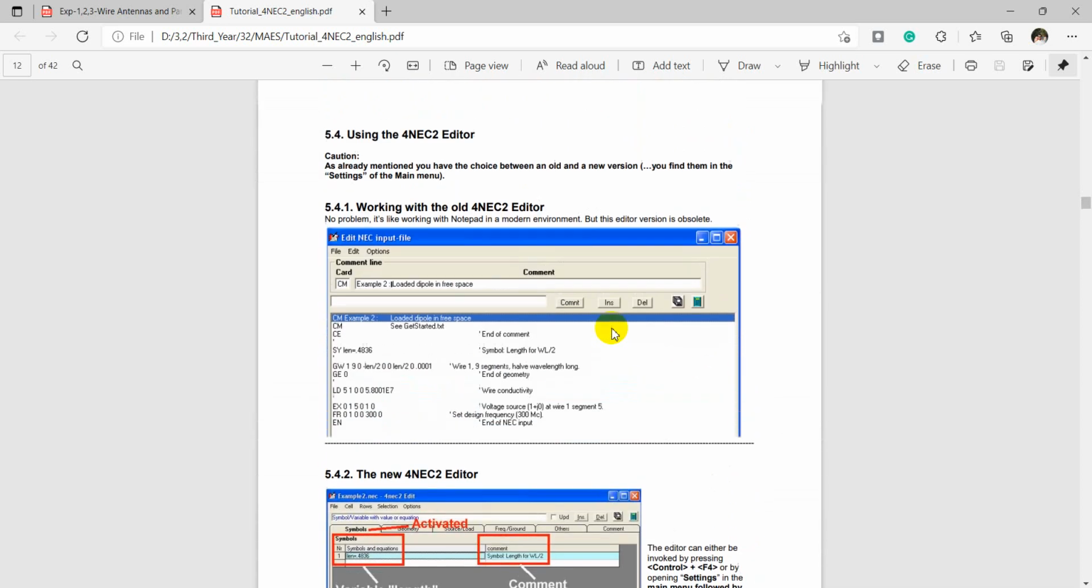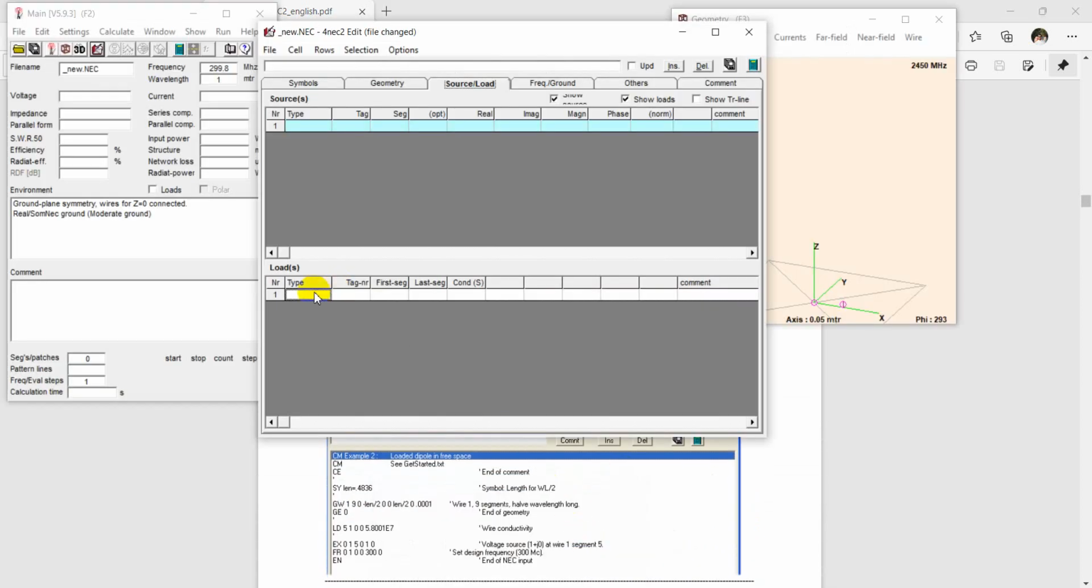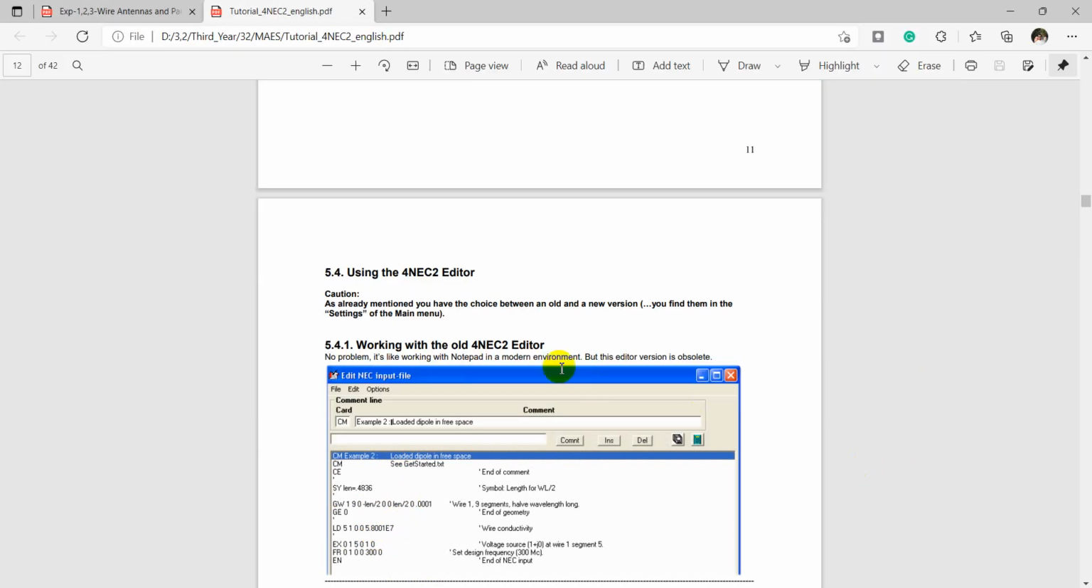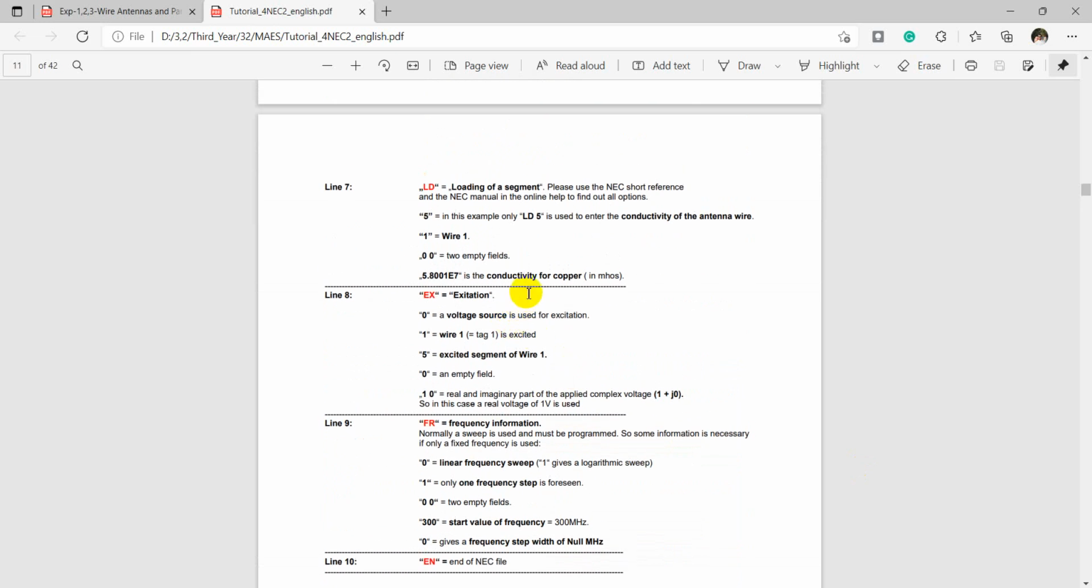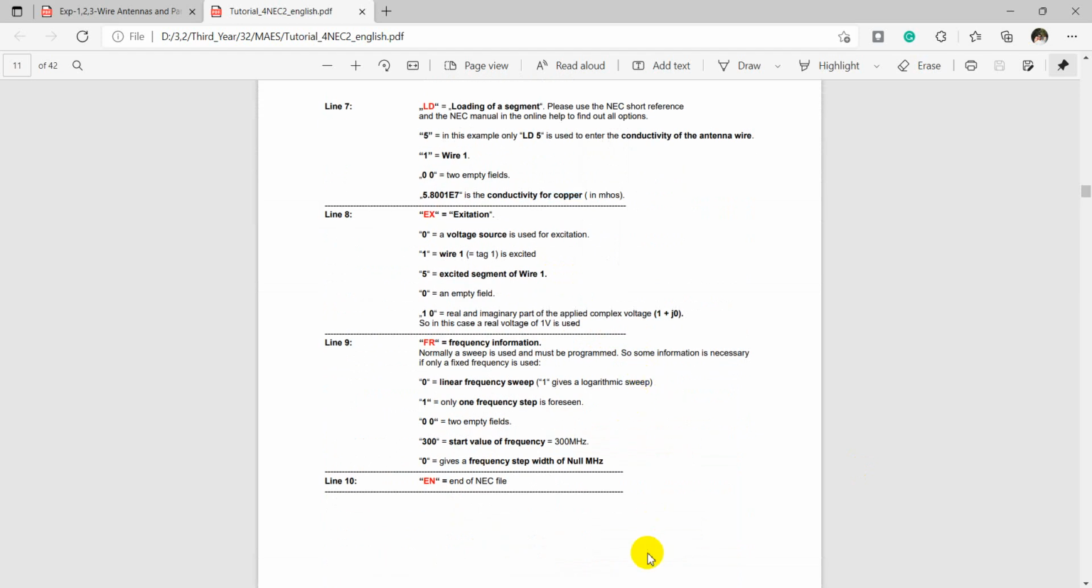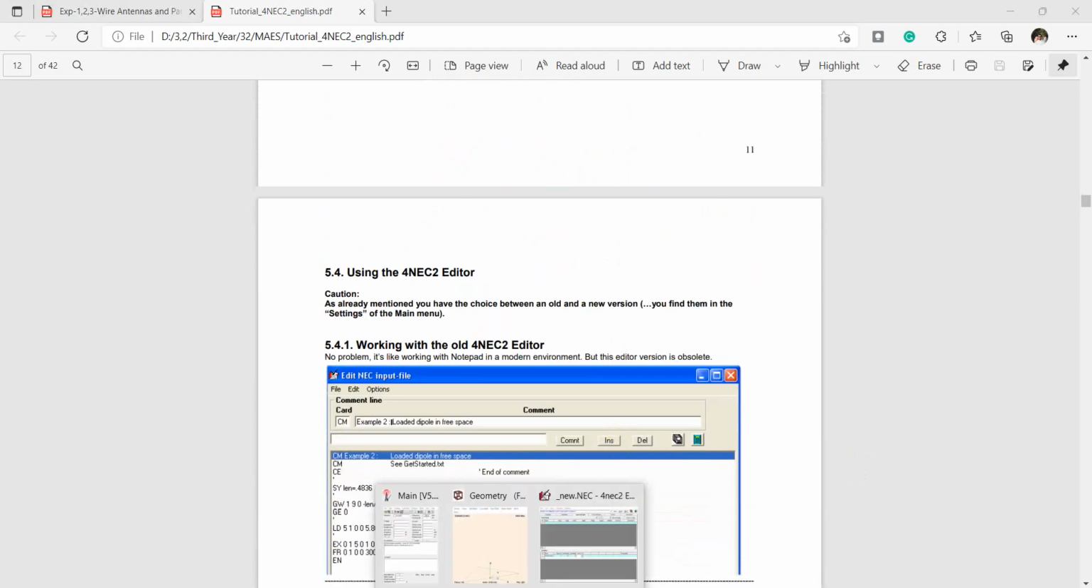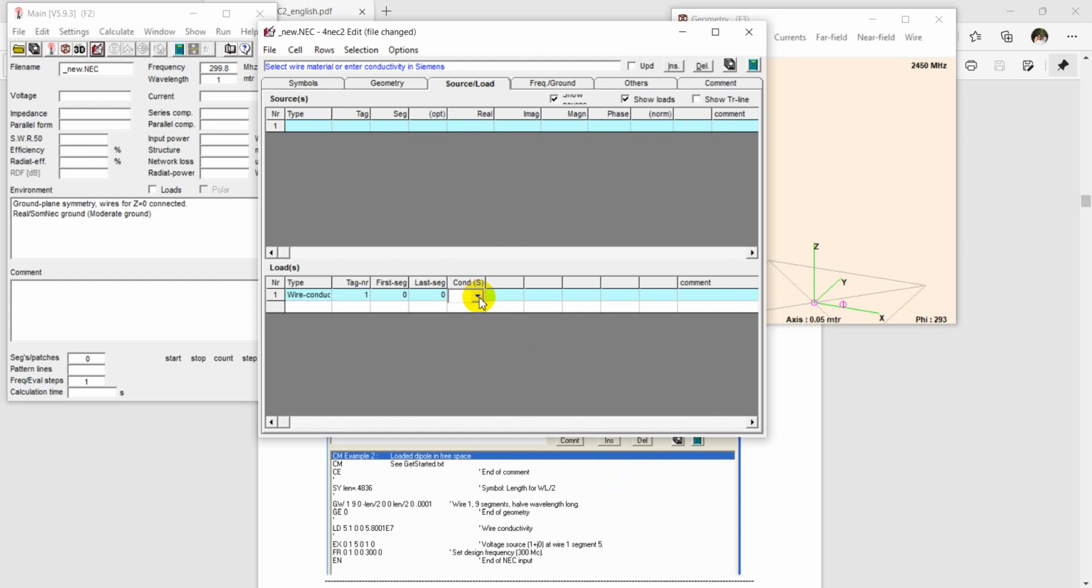So at the time of filling in this value, this is the wire conductor, which indicates the 5, and the 1 is the tag number. The first segment is 0 and the last segment is 5. 5.800 to the power 7 means the conductivity of copper wire. That means you have to take copper wire in this parameter to see the radiation pattern according to this. So you have to select the copper.